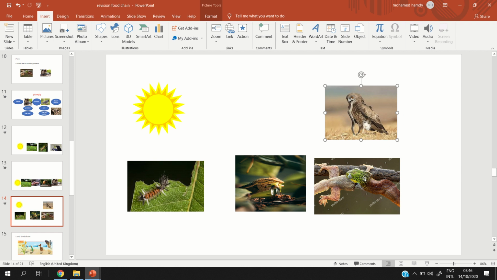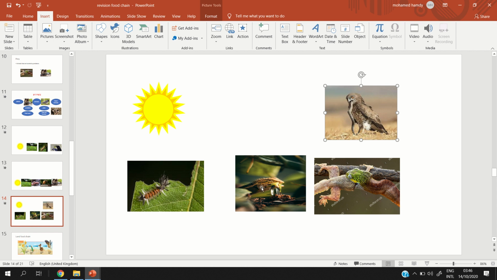why the snake cannot eat this hawk, or why the lizard cannot eat this snake. Why not? Of course, great too, because the predator must be the stronger one. Look at this hawk. It is stronger than the snake, so it can eat the snake. But the lizard is weaker than the snake, so how can it eat the snake? It's very weak. So the predator must be stronger than the prey.